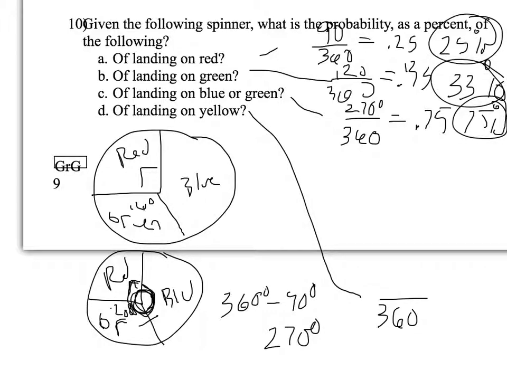And then the probability of it landing on yellow, well, there is no yellow. So 0 over 360, and that gives us a 0% chance of the spinner landing on yellow.